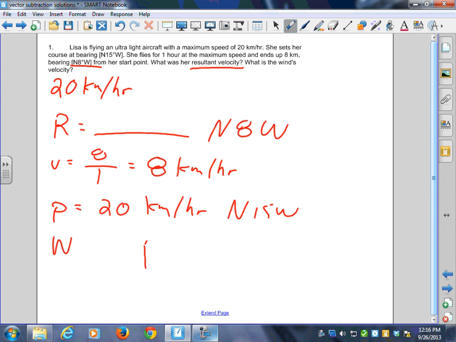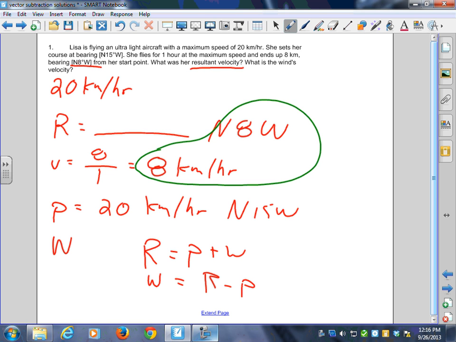So, resultant is plane plus wind. We are solving for wind. Take it to the other side, and you get the resultant minus plane. We have to take the resultant and subtract the plane. Those are the 2 vectors we have to subtract. So let's go ahead and do that.